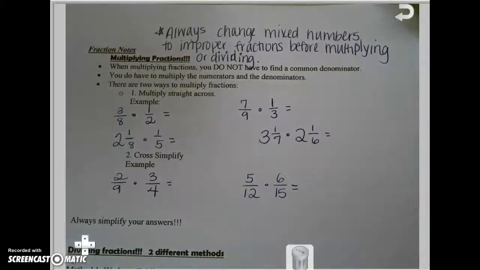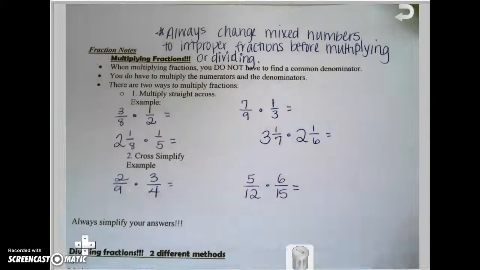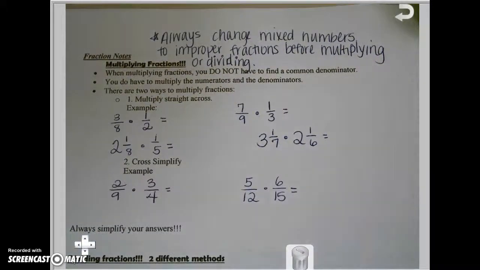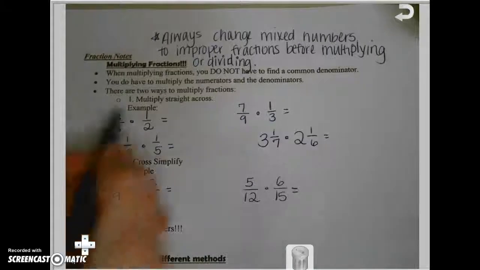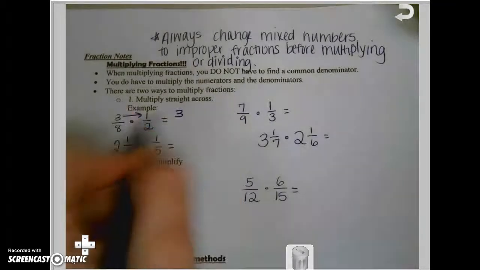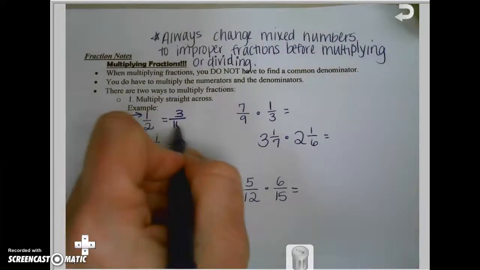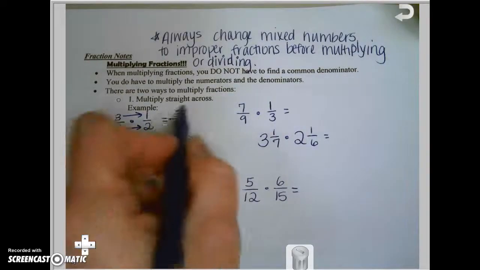Alright, so this video is going to be over multiplying and dividing fractions. So let's start. Multiplying fractions is pretty easy. If it's just two regular fractions, just multiply straight across. 3 times 1 is 3. 8 times 2 is 16. 3 over 16 is in simplest form, so it's done.